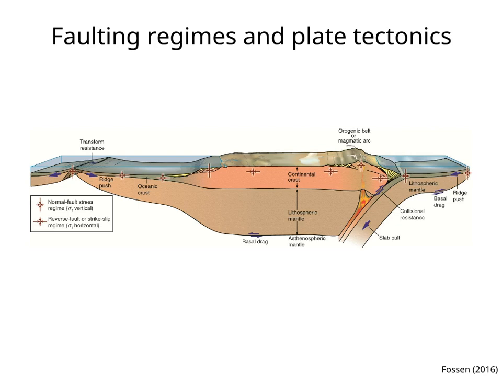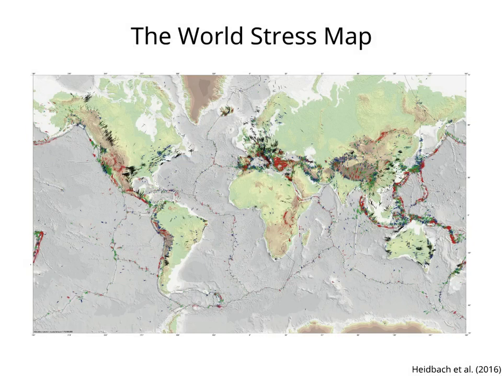Ridge push at divergent margins, and slab pull at convergent margins, as well as basal drag at the base of the lithosphere, contribute to the stress field. This is nicely illustrated in the world stress map. At the margins of mountain belts, such as the Andes, the Zagros, and the Himalayas, thrust faulting predominates. Normal faulting is present in areas of active extension, such as the East African Rift, the Peloponnese region, and the high plateaus of the Andes and the Himalayas.